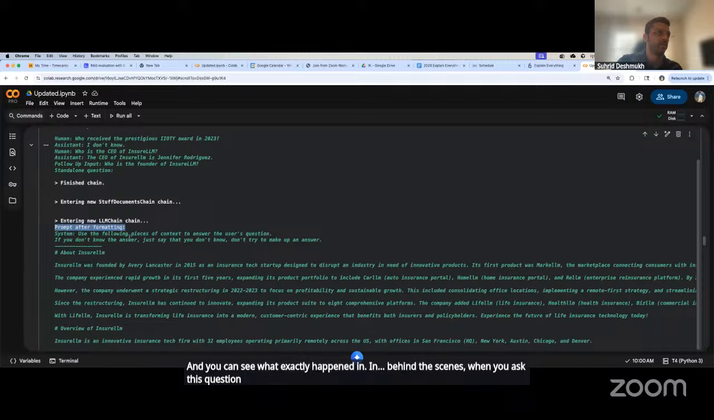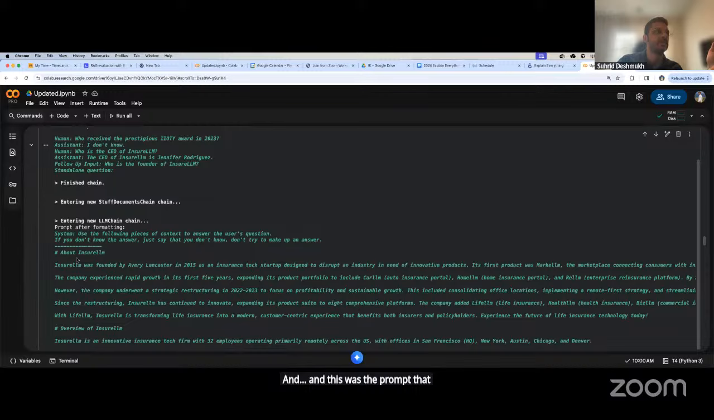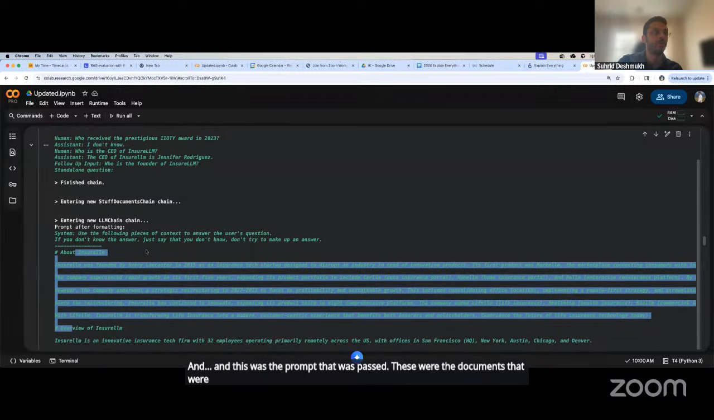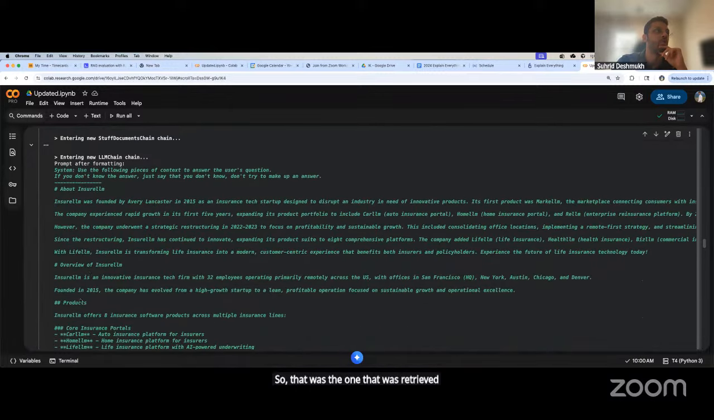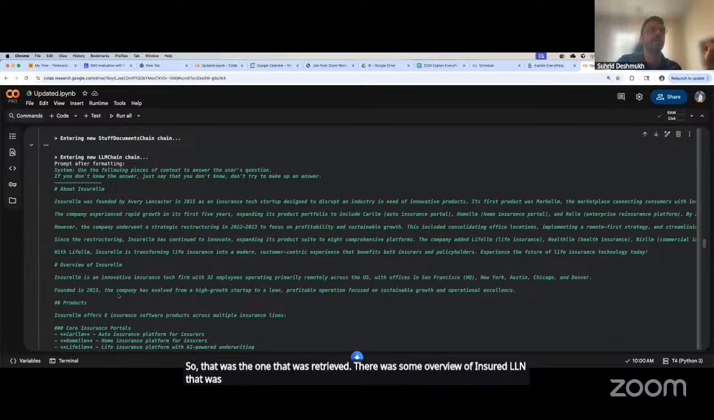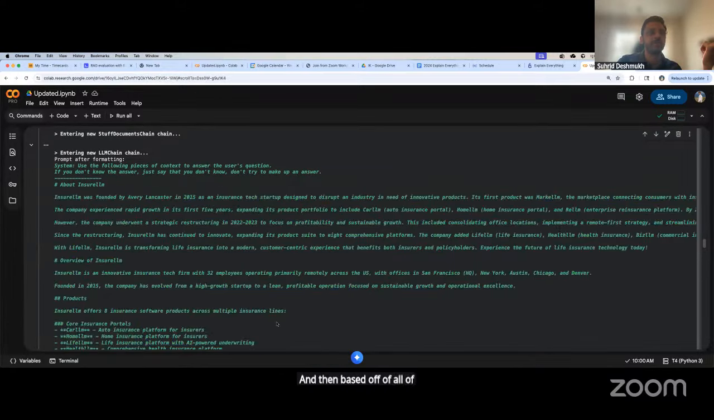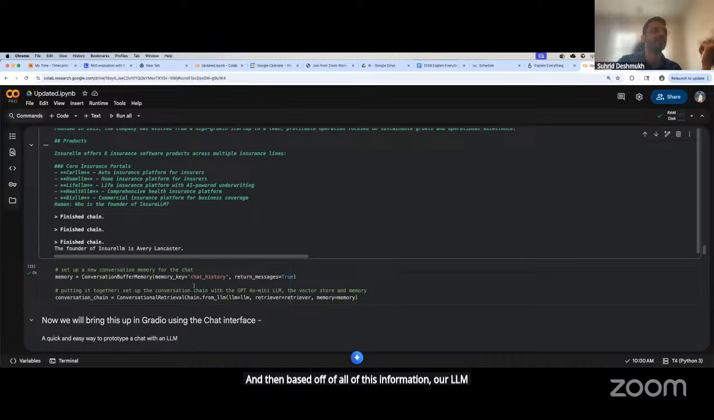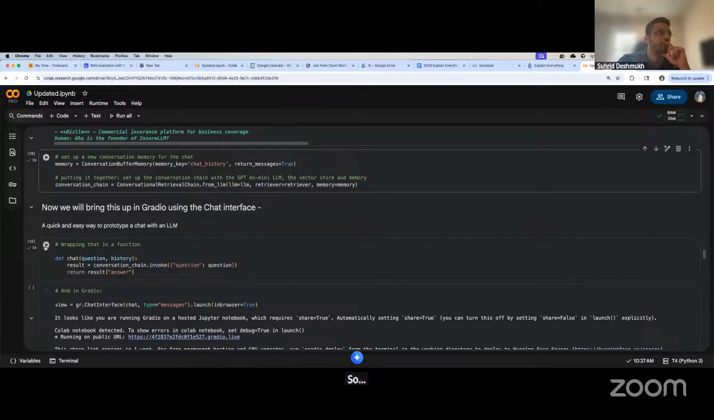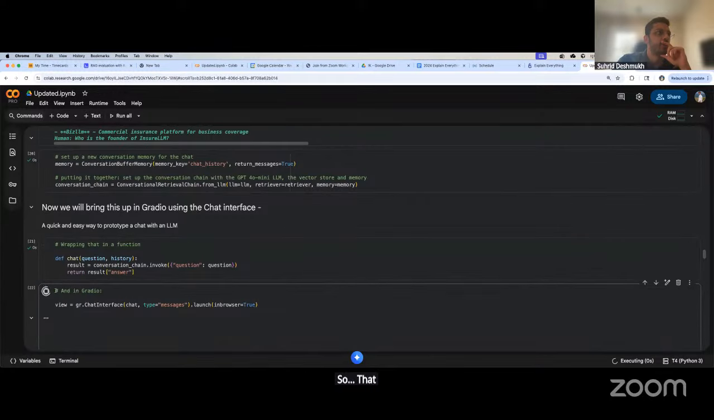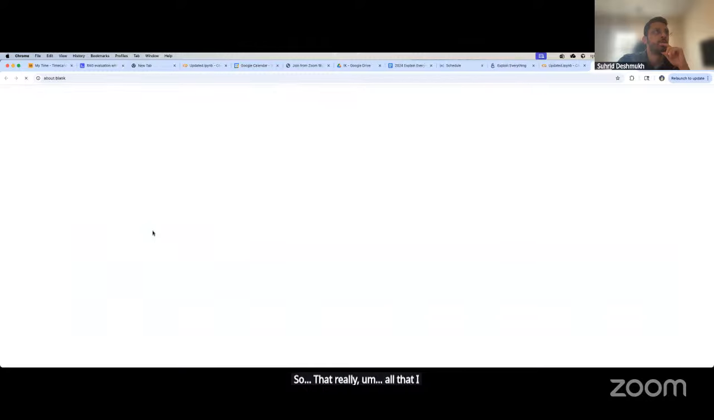So you asked a question and this was the prompt that was passed. These were the documents that were retrieved from our vector DB. Ensure LLM was founded by Avery Lancaster. That's a very relevant document, so that was the one that was retrieved. There was some overview of Ensure LLM that was also retrieved. And then based off of all of this information, our LLM gave us a final answer associated with this. So that's really all that I wanted to convey.